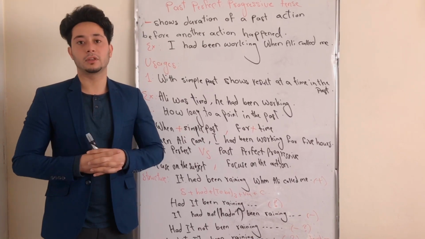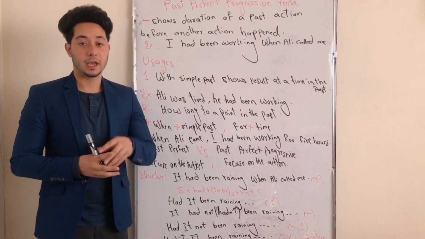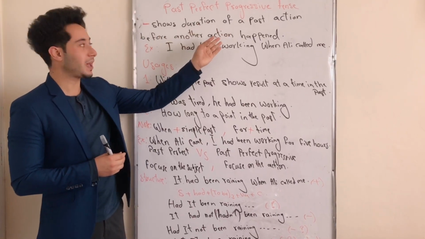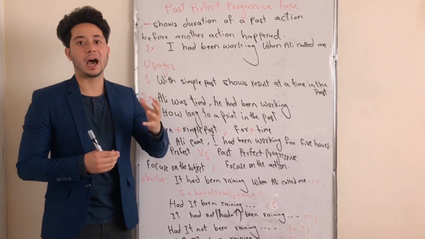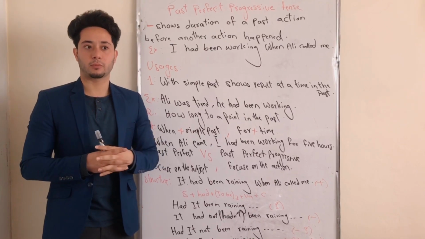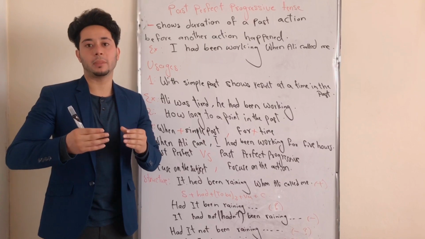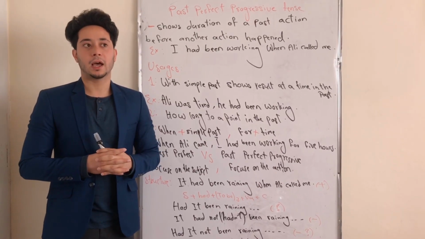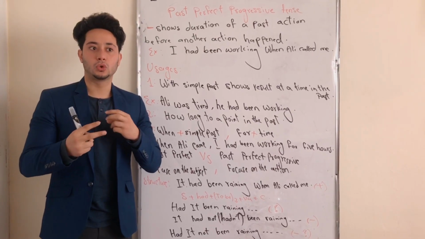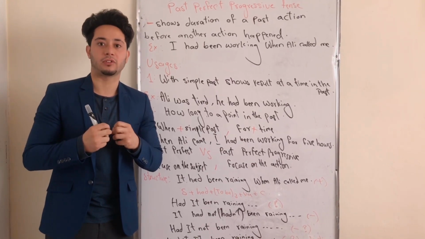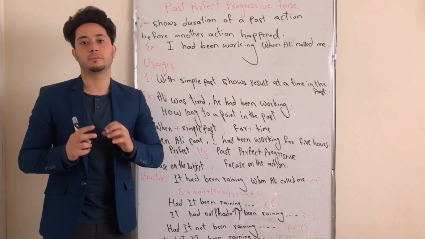Okay, now let's define what is past perfect progressive tense. The simple definition for past perfect progressive tense is that it shows duration of a past action before another action happened. It means we use past perfect progressive tense to talk about duration of an action in the past which happened before another action in the past. And we're using two actions. The first one should be with past perfect progressive tense, and the second should be only with simple past tense.